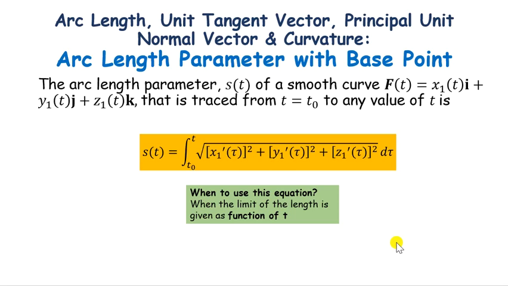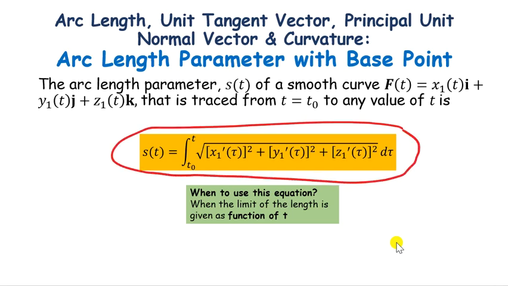Next, we're going to take a look at another type of arc length, which is when we are given a base point. The arc length parameter as a function of t of a smooth curve, the vector function f(t), that is traced from t equals t naught to any value of t, is given by this equation.